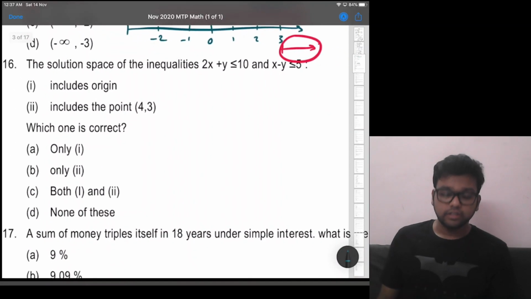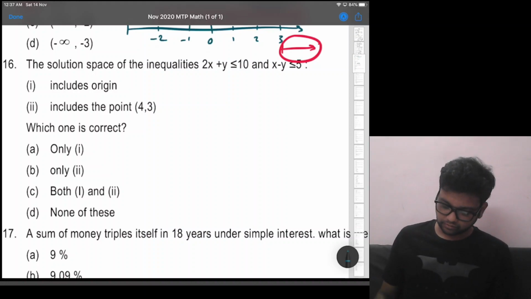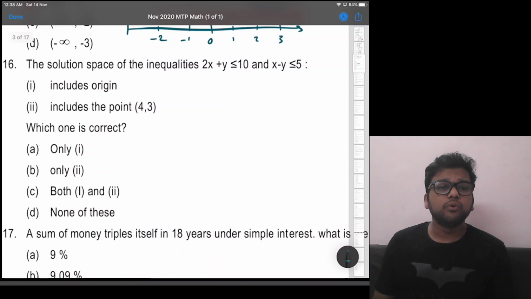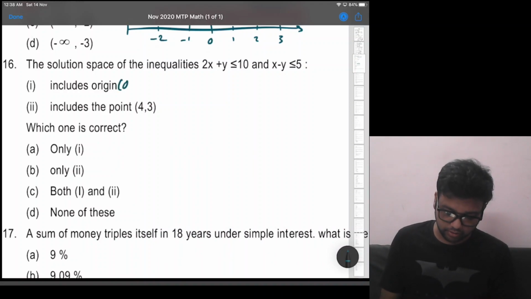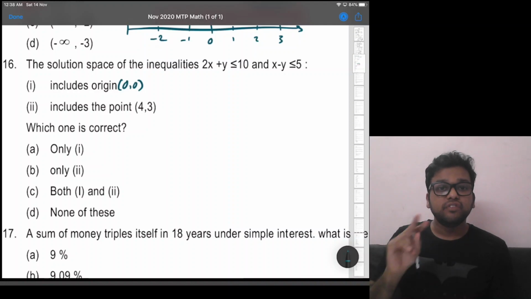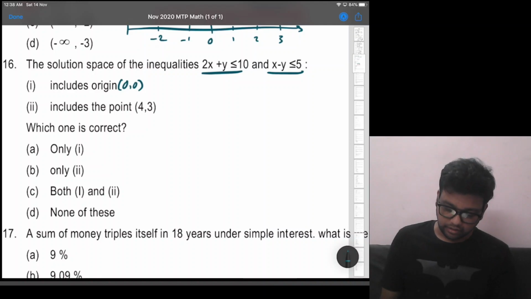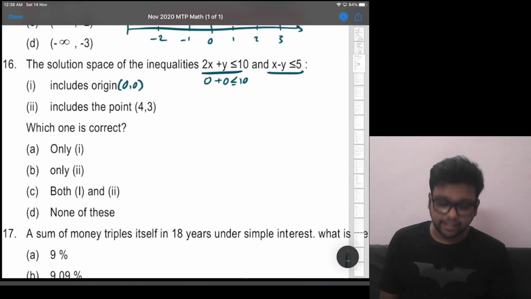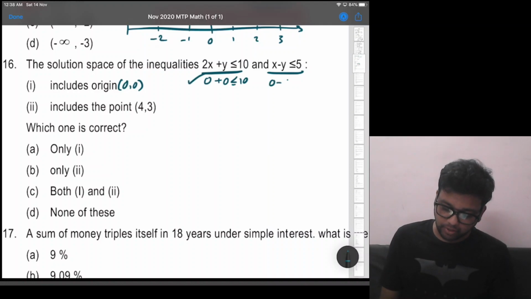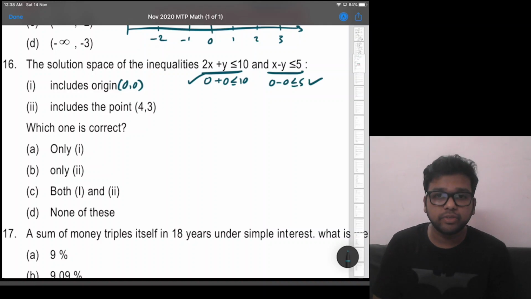Next, 16th. The solution space for the inequalities includes the origin, includes the point 4, 3. Which one is correct? Fine. So how do we solve? Includes origin means what? 0, 0, right? So what we'll do is check if 0, 0 satisfies both the inequalities. Easiest, okay? Let's put 0 and 0. So 2 into 0 plus 0 is less than 10. That is correct. And 0 minus 0 is less than or equal to 5. That is also correct. That means this is the correct answer.